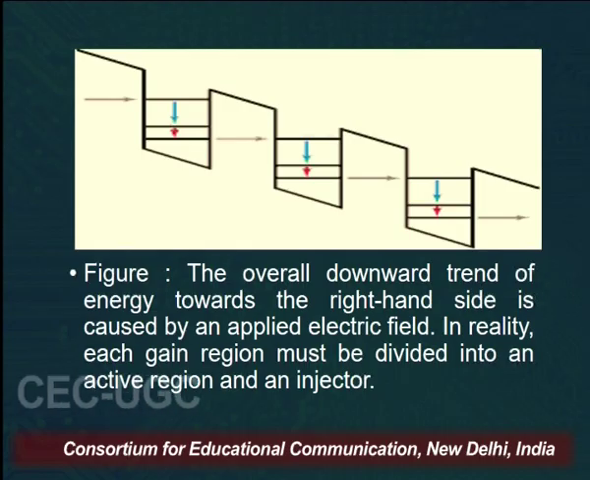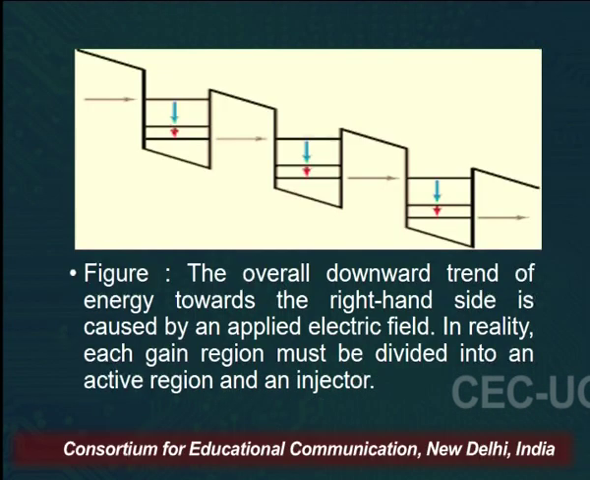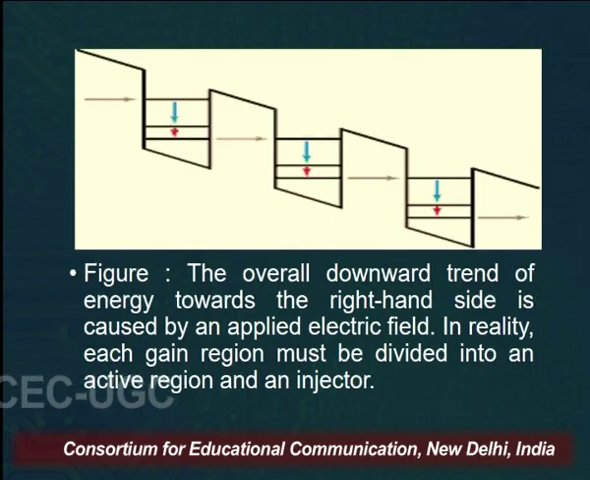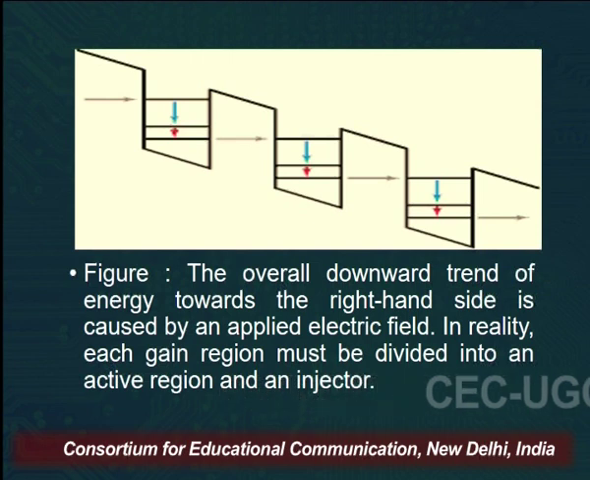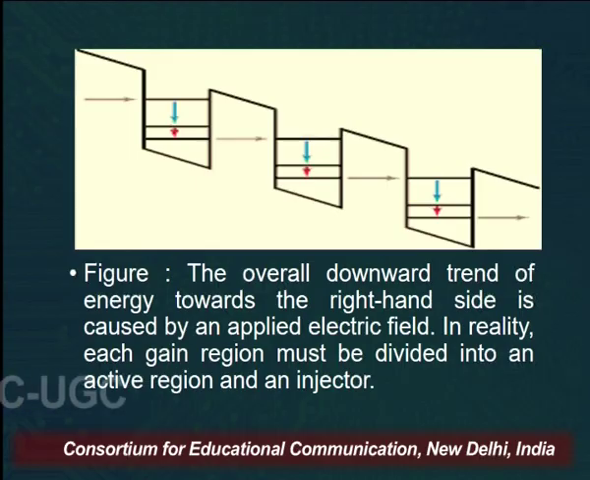The overall downward trend of the energy towards the right hand side is caused by an applied electric field. It means that when we apply the electric field, we are raising the electrons from a lower to a higher level; we are using the electric field for the pumping process. In reality, each gain region must be divided into the active region and an injector. Why an injector? Because the signal goes from one well to another for further processing.